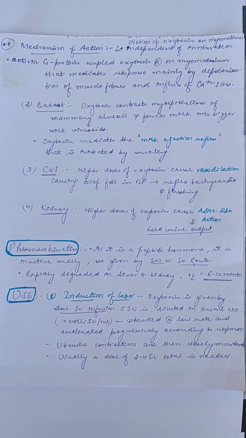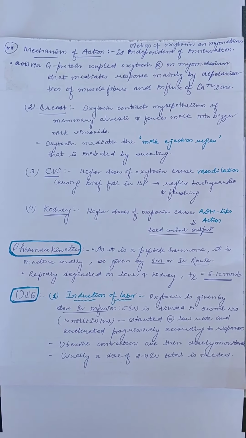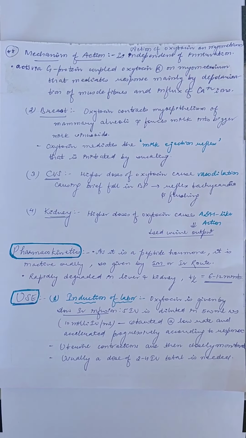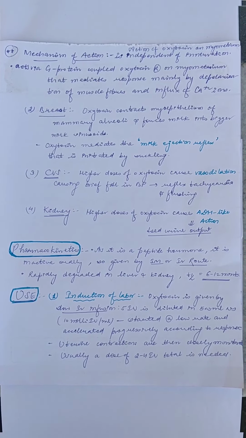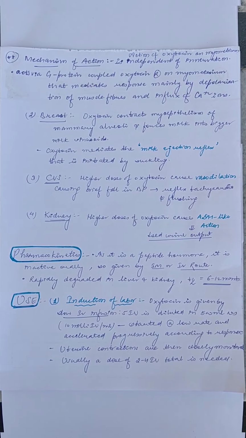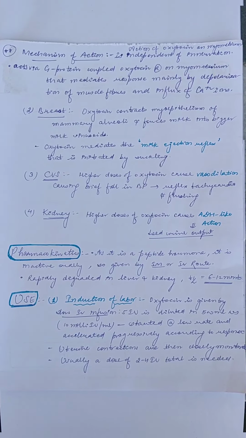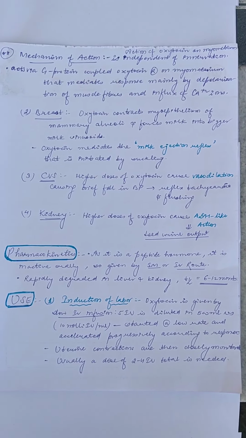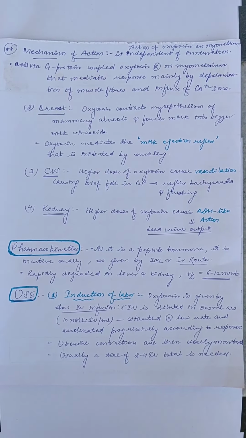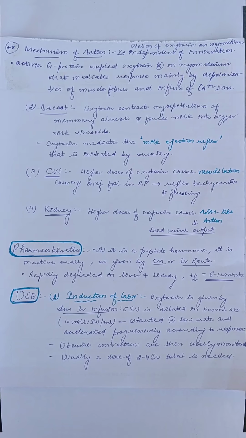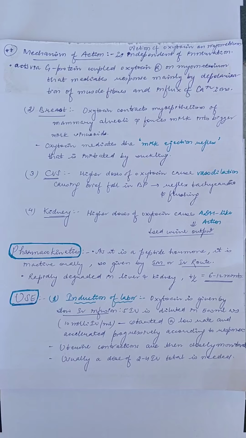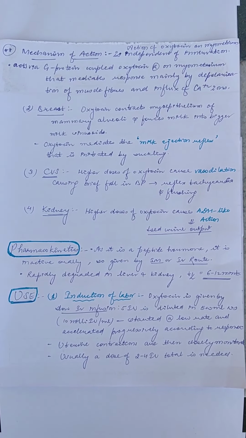Now, regarding the mechanism of action of oxytocin on uterus, action of oxytocin on the myometrium is independent of innervation, and it acts via the special G protein coupled oxytocin receptor on myometrium that mediates response mainly by depolarization of the muscle fibers and influx of calcium ions. Second action will be seen on breast. Oxytocin is going to contract the myoepithelium of the mammary alveoli, and it forces milk into bigger sinusoids. Oxytocin is going to mediate the milk ejection reflex that is initiated by suckling.